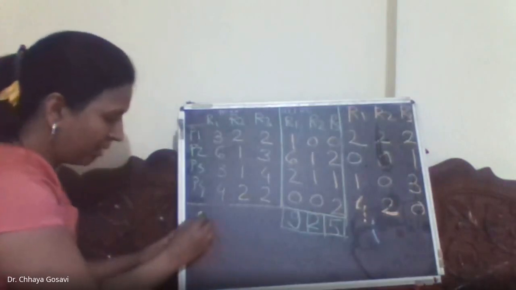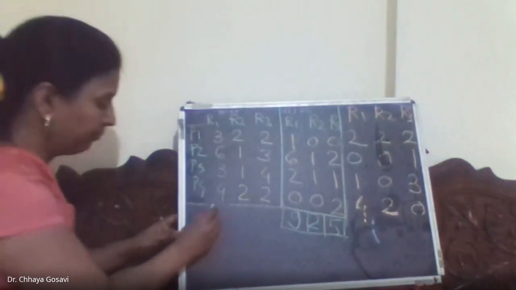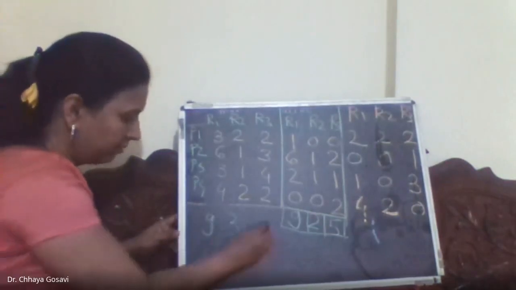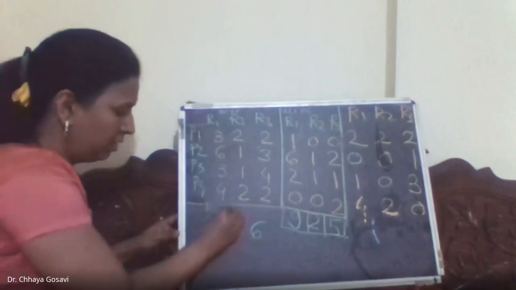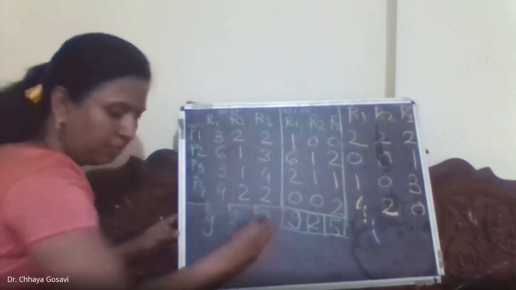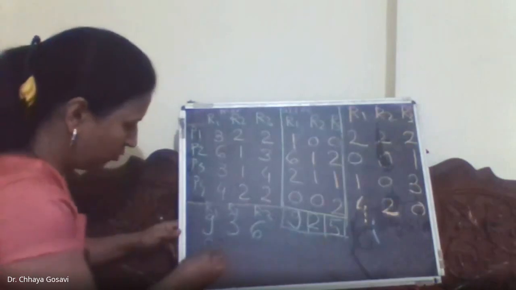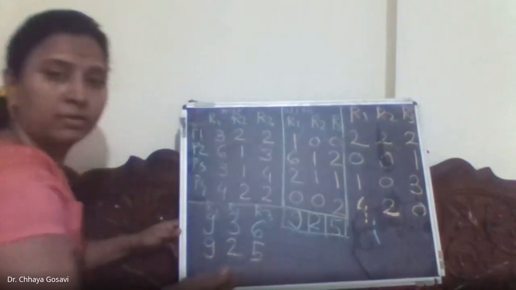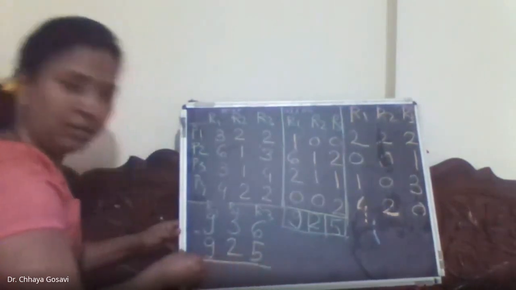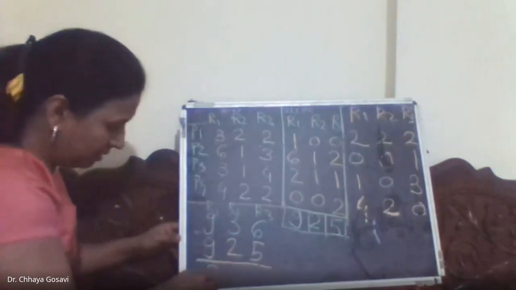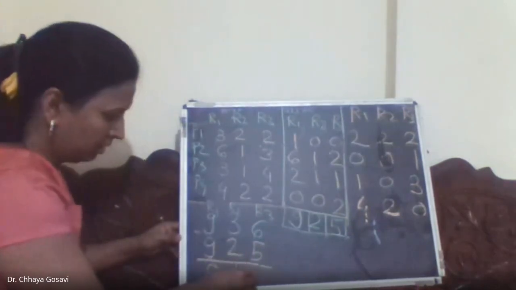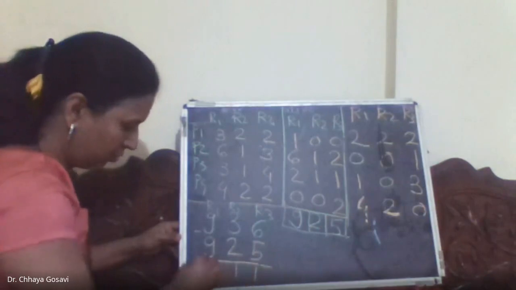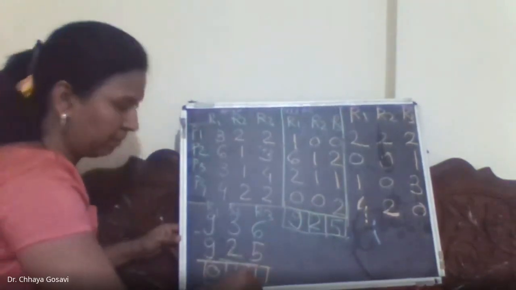And the maximum resources that we have are 9, 3, 6 of R1, R2 and R3. And out of this, allocated are 9, 2, 5. So what is available? 9 minus 9, 0, 3 minus 2, 1 and 6 minus 5, 1. So available is 0 1 1.